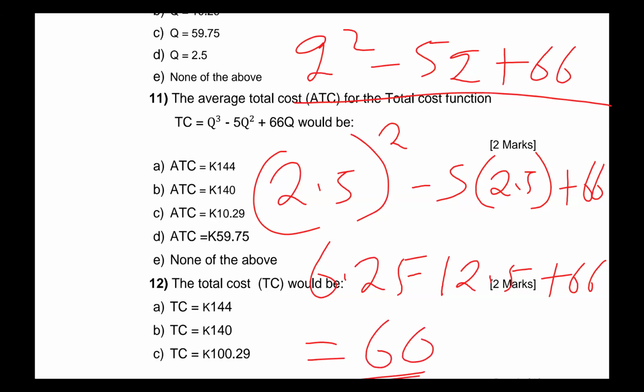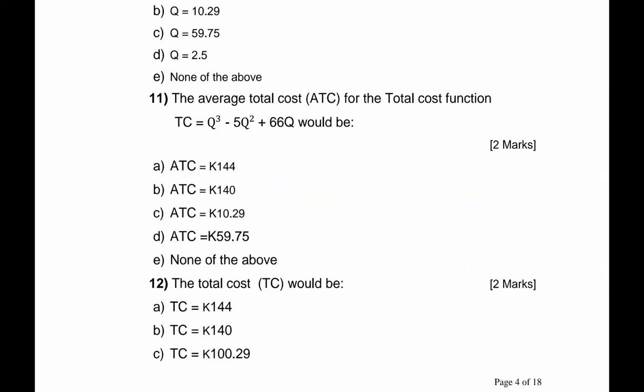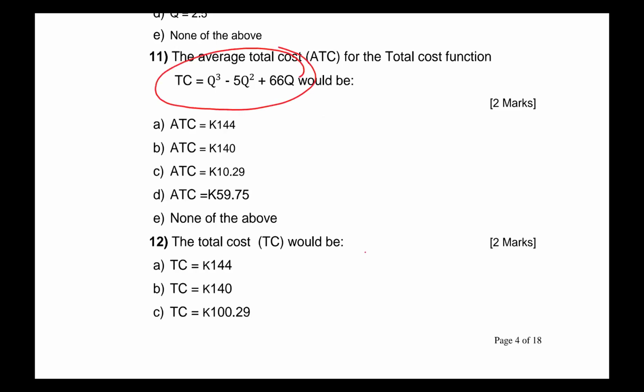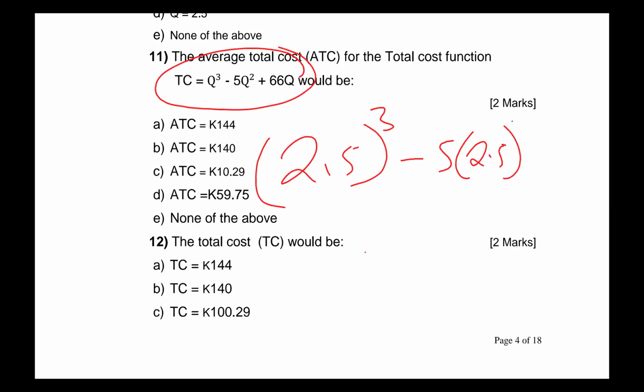So what is the answer? It's none of the above. D says the total cost, so in the total cost function we replace: 2.5 cubed minus 5 times 2.5 squared plus 66 times 2.5.